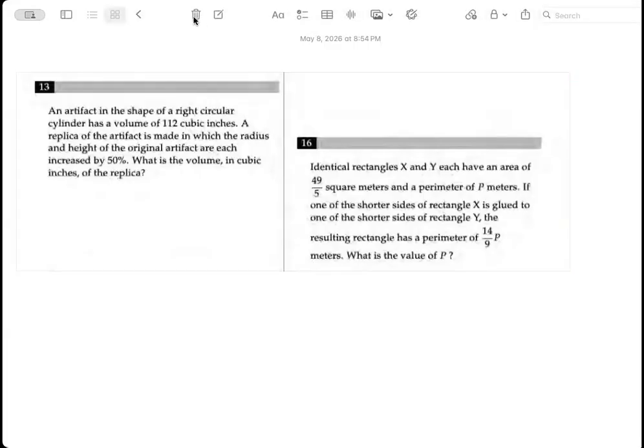Let's see that one. An artifact is in the shape of a right circular cylinder. A replica of the artifact is made in which the radius and height of the original artifact are each increased by 150%. What is the volume in cubic inches of the replica?